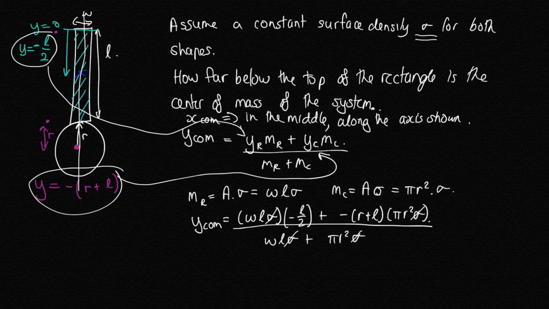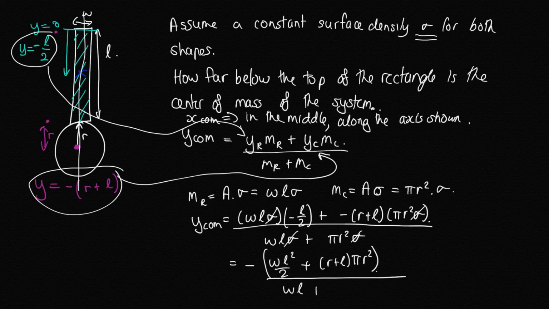And now we've got our expression. So we've got the negative just because it's below it. And this is equal to W L squared on 2 plus, I'm pulling the negative out, (R plus L) times pi R squared, all over W L plus pi R squared. And so that is an expression for the center of mass of an object like this. And you can apply this method to any composite object in order to find its center of mass.